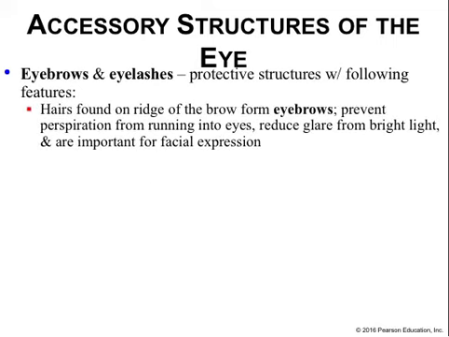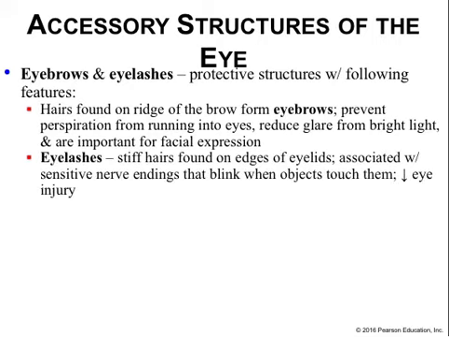The eyebrows and eyelashes are protective structures with the following features. Hairs found on the ridge of the brow form the eyebrows and prevent perspiration from getting into your eyes. So they're like nature's sweat bands. They reduce glare from bright light and are important for facial expression. The eyelashes are stiff hairs that are found on the edges of eyelids, associated with nerve endings that trigger a blink when objects touch them, and this decreases the chance of eye injury.